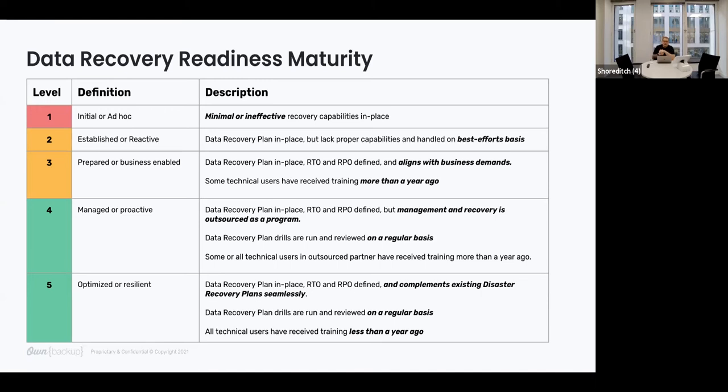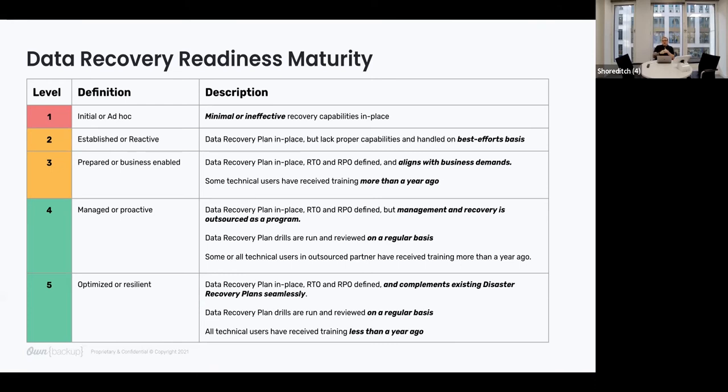And then there's level 3, which is where I say your business is prepared. You've got your data recovery plan, and you know your RTOs and RPOs, and they align with the business demands. So the business is actually saying, when was the last time we did a data recovery plan? What are our RTOs and RPOs? Are we happy with that as a business? Because we need to make sure we can continue.